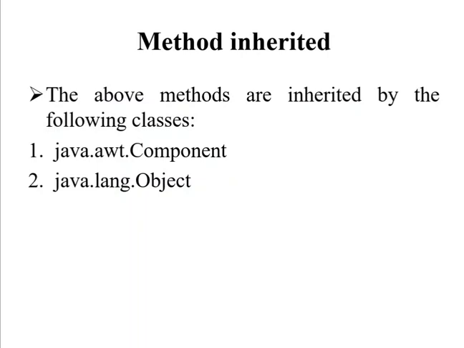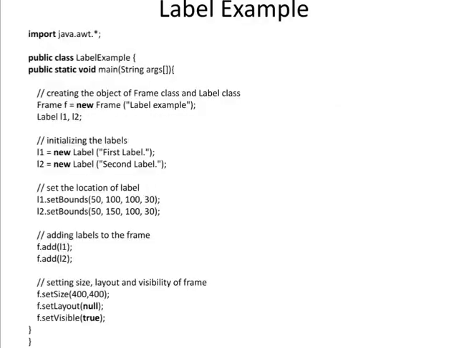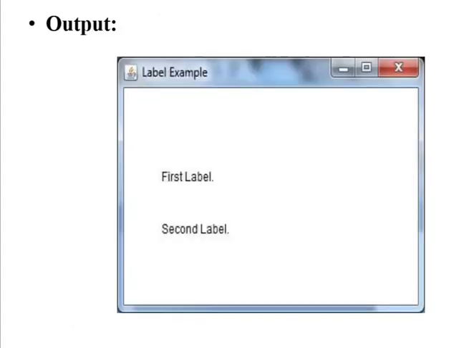This is a program which is used to construct the parameter for the label text, that is, creating the object of the Frame class and the Label class. Frame f = new Frame("Label Example"), and the labels l1 and l2. Initializing the labels, we give a name for label 1 and label 2, that is, the first label and second label. Then the location for the label is set with setBounds, that is, 50, 100, 130, and 50, 150, 130.